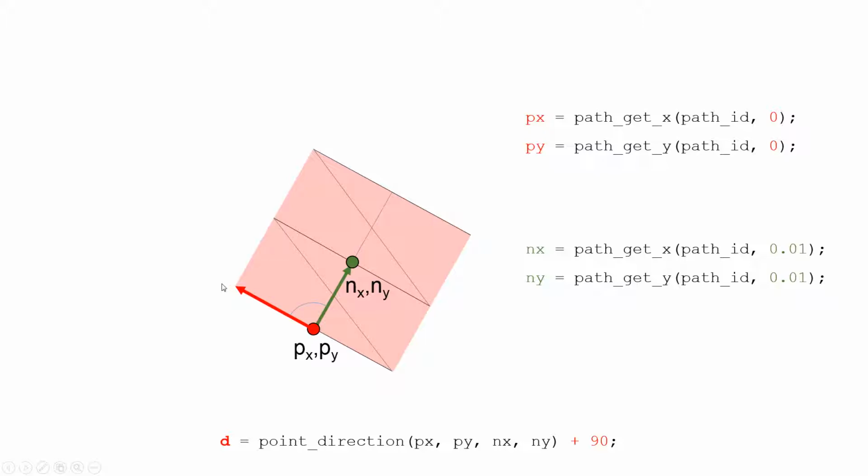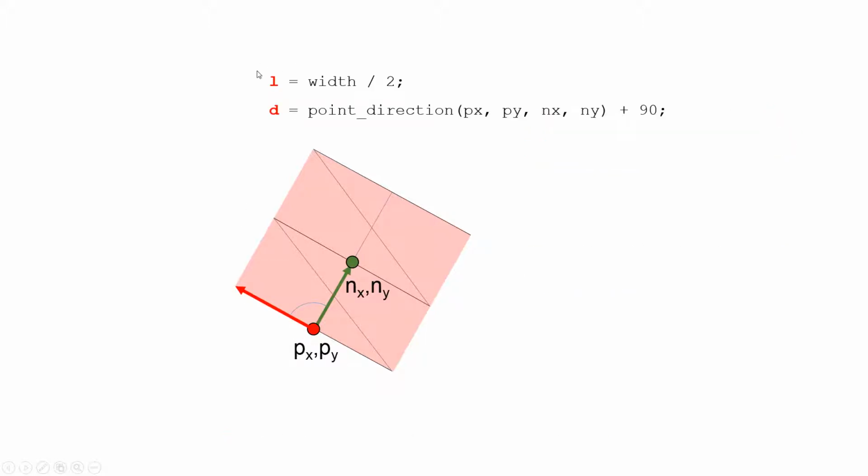So now I have the vector, I have its length, which is the width divided by 2, and I have its direction, which is the direction along the path plus 90 degrees, but I still don't have the coordinates of my target point. What are the coordinates of this point here in the corner of the first triangle?